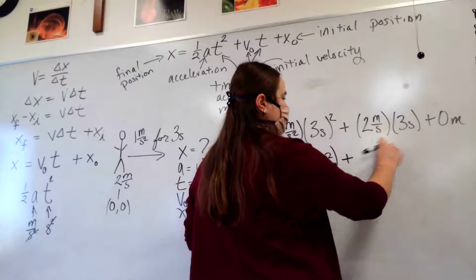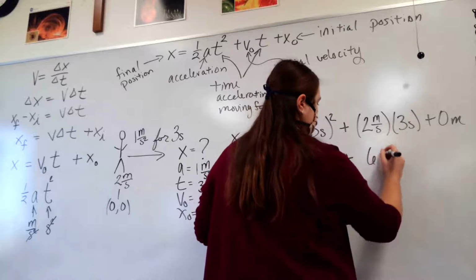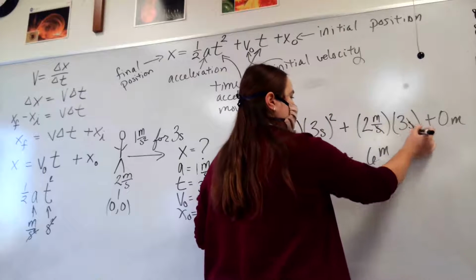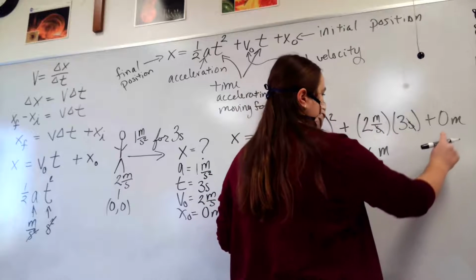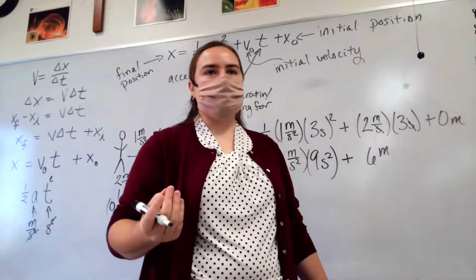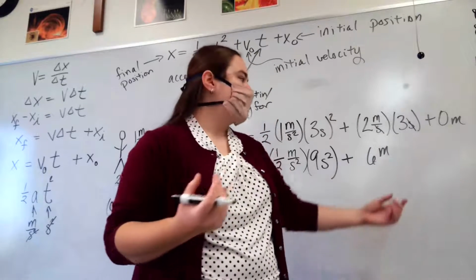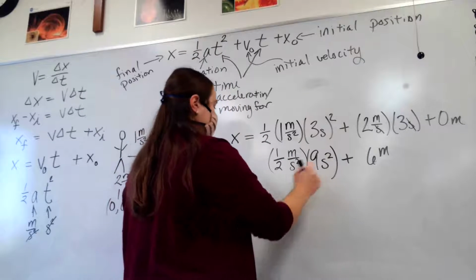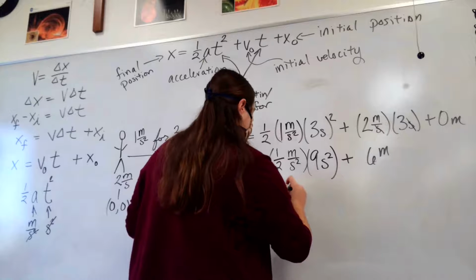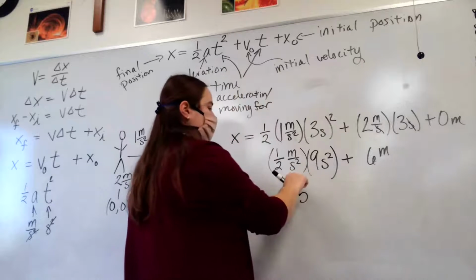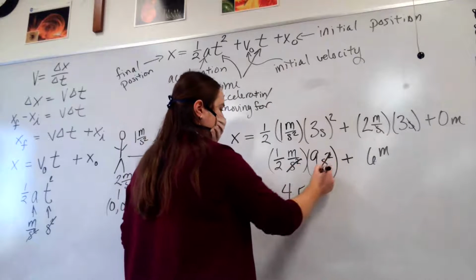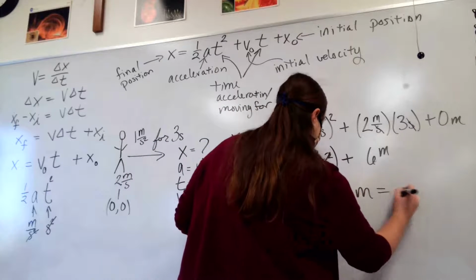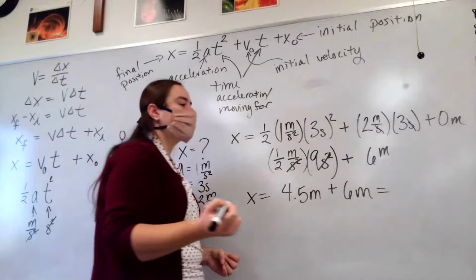Okay? What's 2 times 3? 6. Here our units have changed actually. The seconds should cancel out, so we're left with meters. What happens if we add 0 meters? Nothing. So 6 plus 0 gives us 6. Okay? What's 1/2 of 9? 4.5. Now we do have to take care of our units. Our seconds are going to cancel out. We get meters plus 6 meters gives us 10.5.